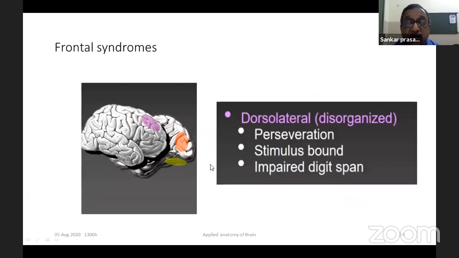The dorsolateral part is concerned with your organizational skills, your planning, etc. If there is a disturbance in that, then you develop perseveration. That means you go on doing the same thing again and again, saying the same thing again and again without any check, and you become stimulus bound. You don't filter anything. Whatever comes in front of you, you start picking up: utilization behavior. And the attention becomes short, that is, impaired digit span. So that is the dorsolateral frontal lobe.